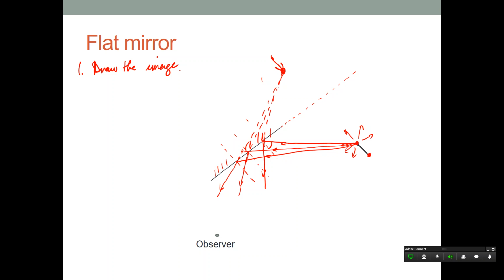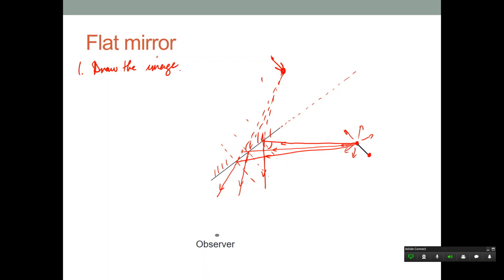Is it real or virtual? Virtual. Because remember, in a mirror, images aren't supposed to be formed behind the mirror. They're supposed to be formed in front of the mirror if it wants to be a real image. So in this case, it's a virtual image because it's formed behind the mirror.